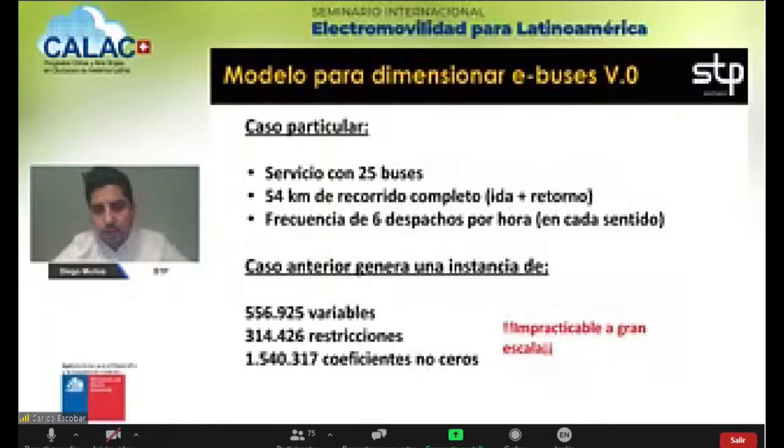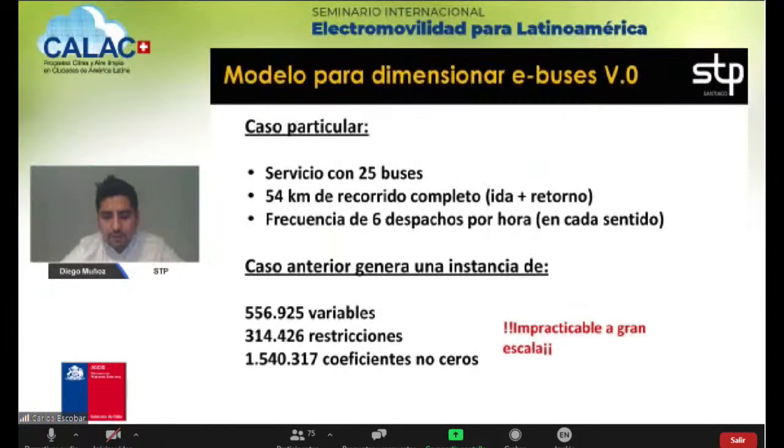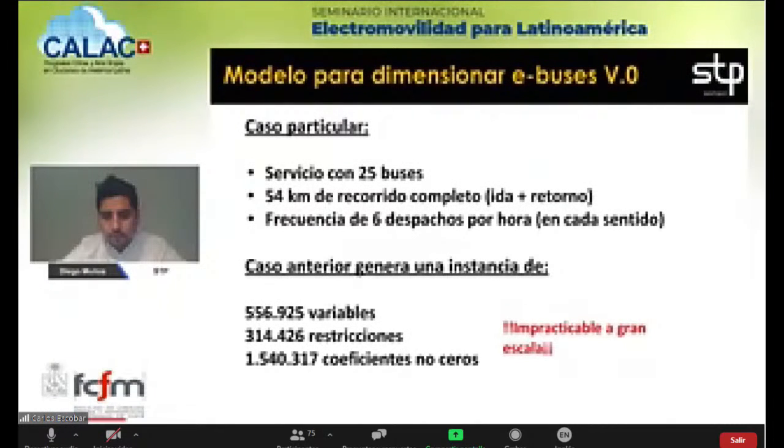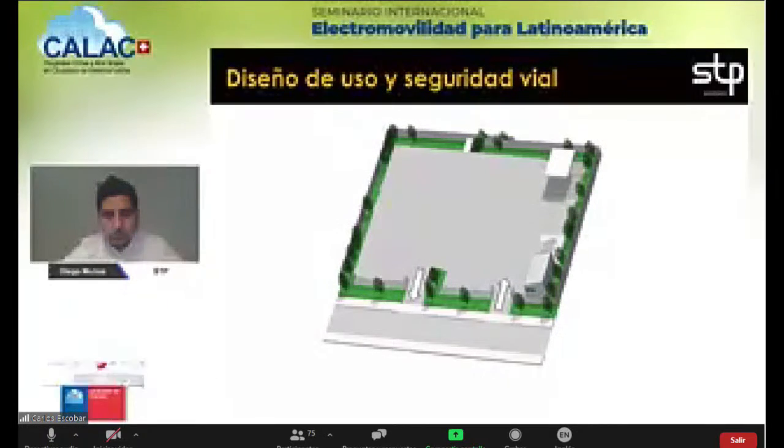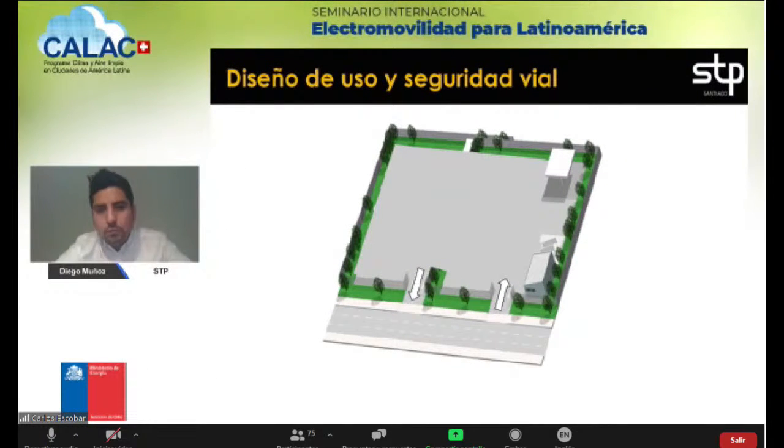So here, if we have 25 buses, we have a very important problem, which makes this type of model non-practical at a large scale. So you need a holistic methodology if you want to work with, I don't know, let's say 215 buses.